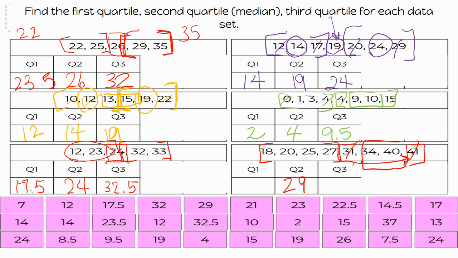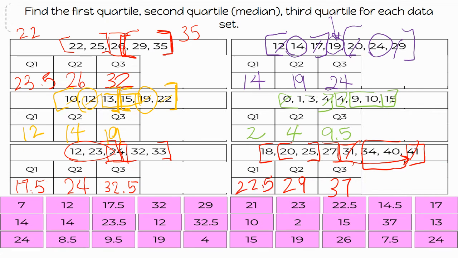I'm looking for that calculator. My calculator is dead, so I have to pull out my phone. 34 plus 40. 74 divided by 2 is 37. I did have it right. Yay. 37. Then we're going to go between 20 and 25. Add those two guys together. Divide by 2. You should have 22.5.